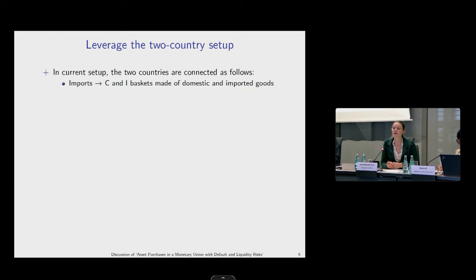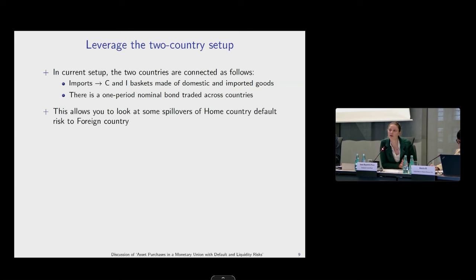And so at the moment, the two countries are connected via imports, so consumption and investment baskets are made of domestic and imported goods. And there is a one-period nominal bond, which is traded across countries. So this allows you to look at the spillovers of an increase in the home country default risk to the foreign country. But let's now think about the crisis that the euro area has been through.